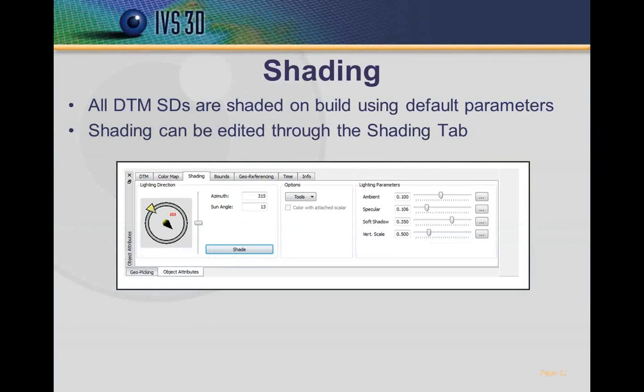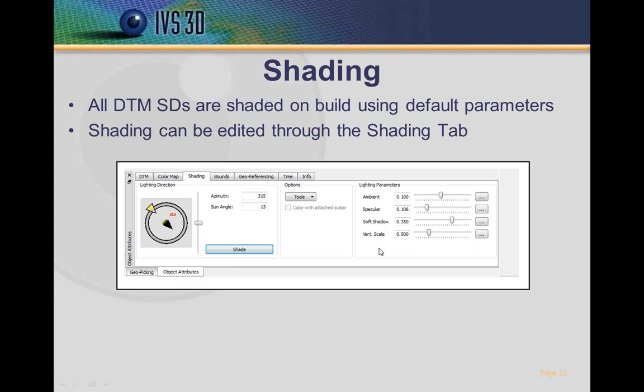The next bit of functionality I wanted to cover is shading. I consider this another way to tweak your data, a technique for improved visualization. Anytime you create a DTM SD, a terrain model SD, we shade it by default on build. And the default parameters are always about coming from the northwest. The sun angle is about halfway up over the horizon. And these are the lighting parameters that are always used.